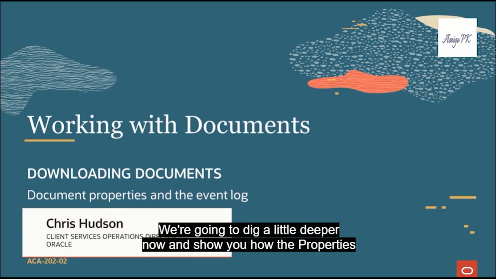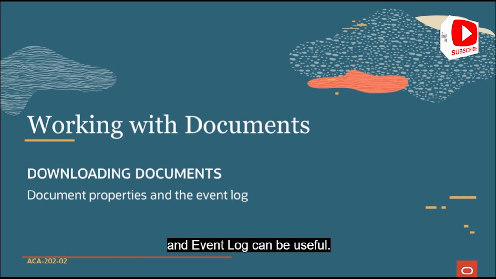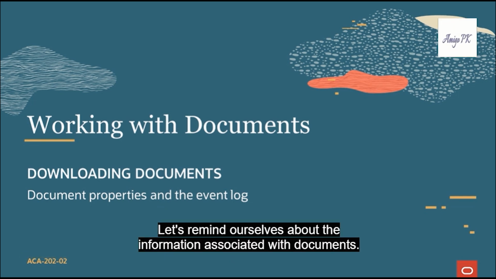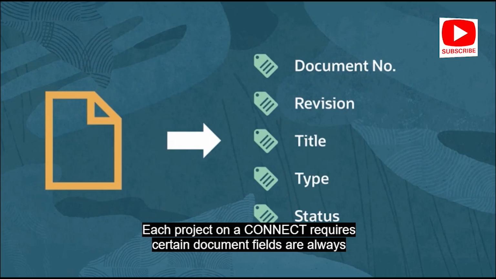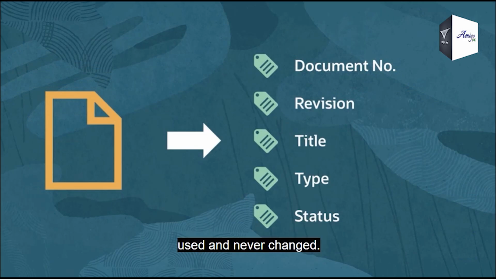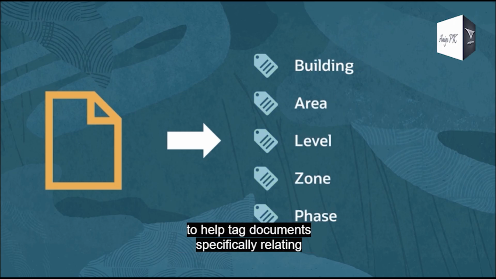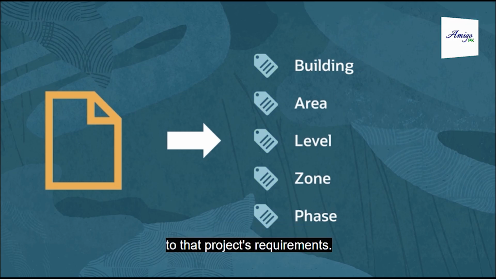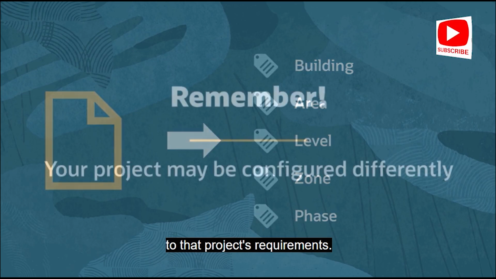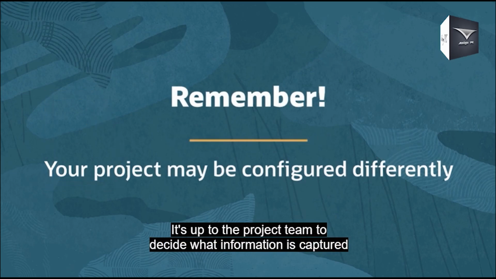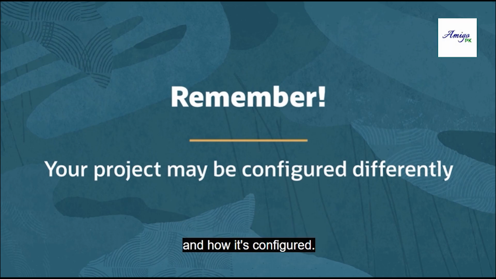We're going to dig a little deeper now and show you how the properties and event log can be useful. Let's remind ourselves about the information associated with documents. Each project on Aconex requires certain document fields are always used and never changed. Each project can also add additional fields to help tag documents specifically relating to that project's requirements. It's up to the project team to decide what information is captured and how it's configured.